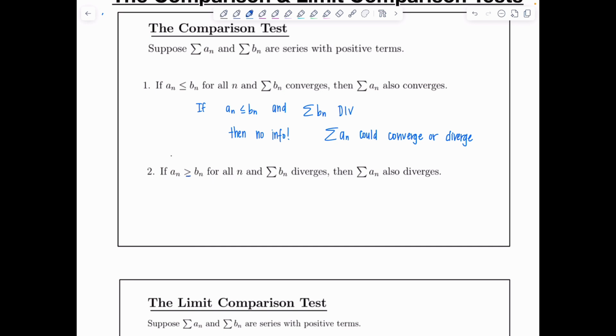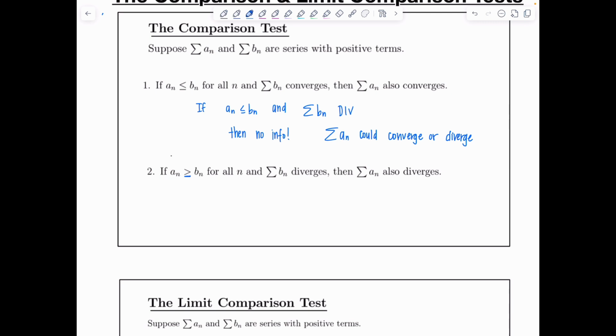If an is greater than or equal to bn for all n, and the sum of bn diverges, then the sum of an also diverges. So basically, in this case, if the smaller series diverges, then the larger series also has to diverge. This should make sense because if we're requiring, again, that the terms not be negative, the smaller series diverging forces the series whose terms are larger to also diverge.